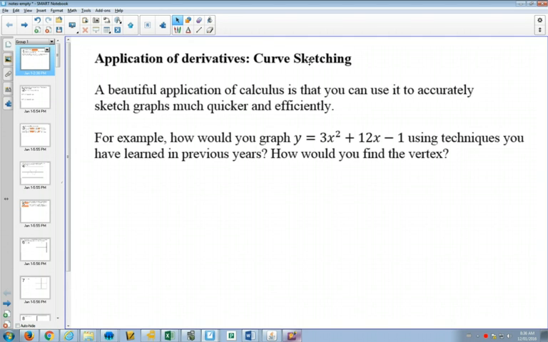So first of all, if you had 3x squared plus 12x minus 1, what kind of graph is that? What shape of graph is that? It's a parabola. So how did you, in the past, graph parabolas? Must have been a very riveting experience that you remember so well.